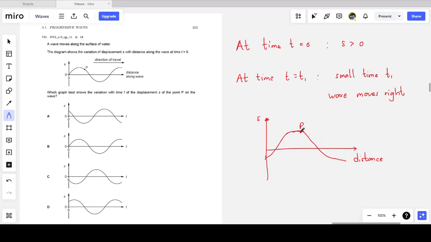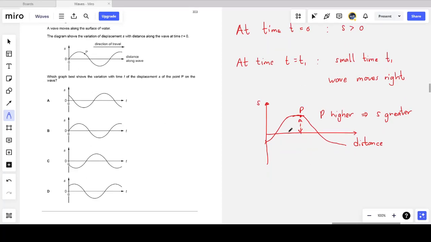So point P is now higher, has a greater displacement than it did before. Think about this wave moving to the right. As this wave moves to the right, the crest has still to reach point P. But at a time t1, just after t equals 0, the crest catches up, finds point P, and pushes, obviously, point P to the amplitude. And so if P is at a higher position, it has a greater displacement.